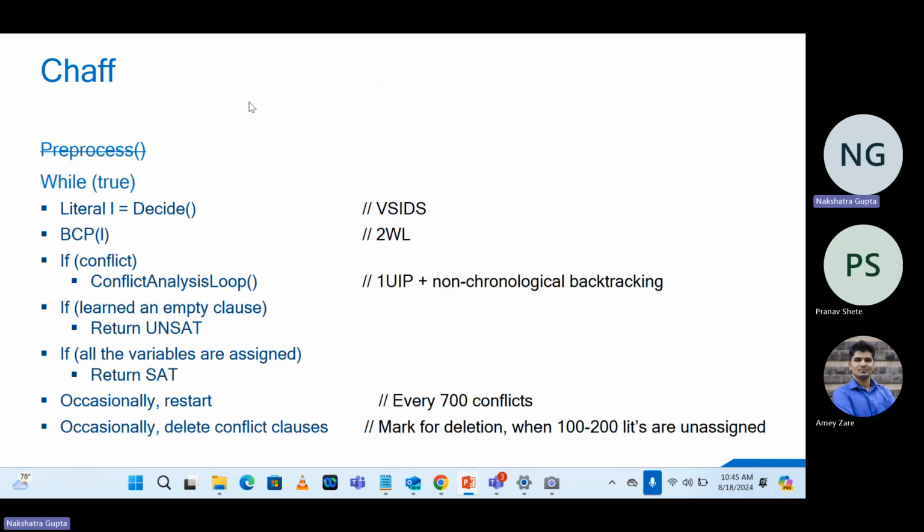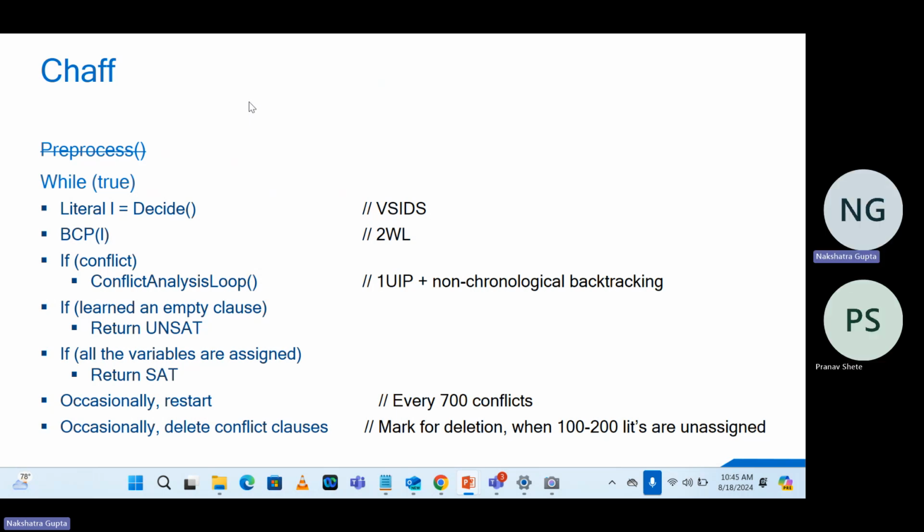So to sum up, this is just the derivation of Chaff, with the decision heuristic, conflict clause deletion and restarts. So this sums it up.